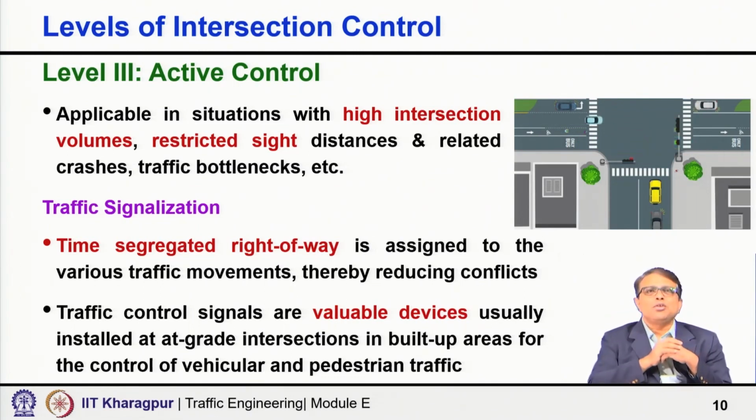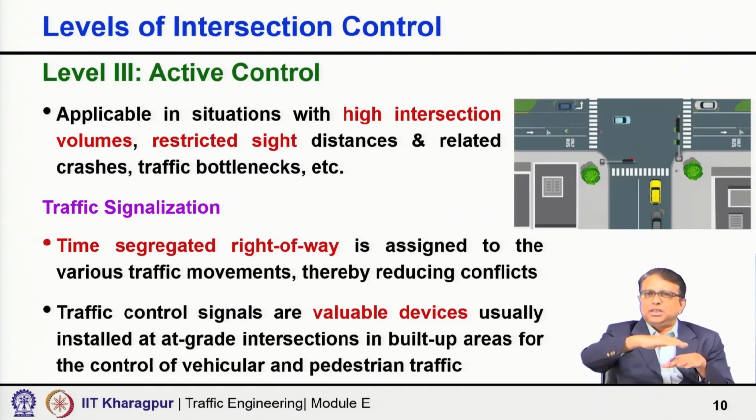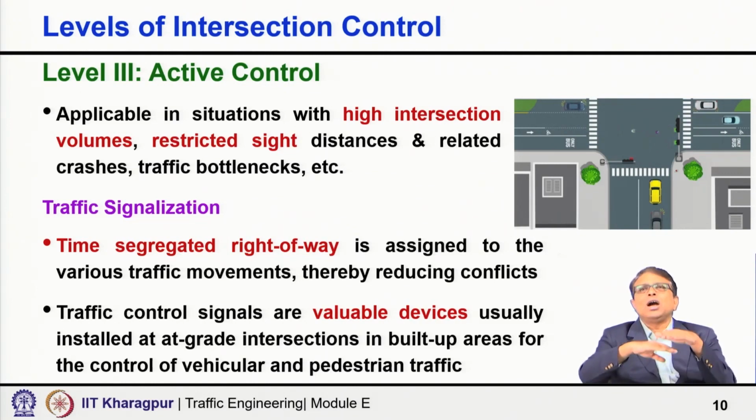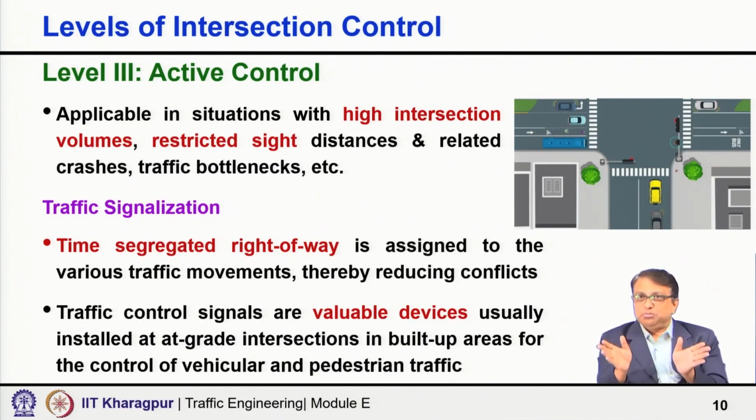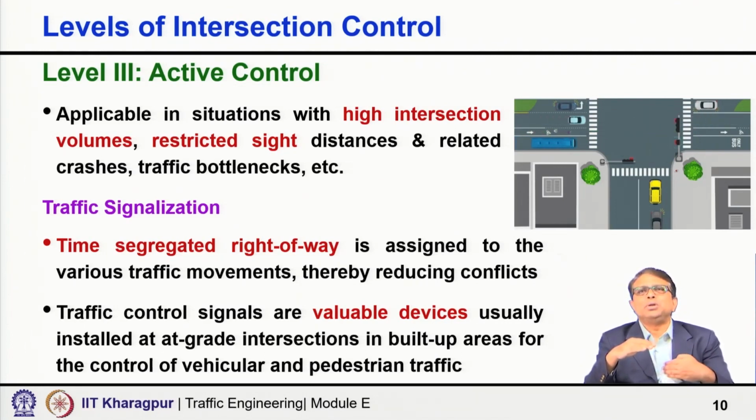First, traffic signalization. Time segregated right of way is assigned to the various movements, thereby reducing conflict. So, you are not allowing the conflicting movements to occur at the same time. The same road space, all at grade intersection, but two movements which are conflicting are not allowed to occur simultaneously. They are segregated by time. That means, if at a given time I am allowing this movement, I am not allowing the other movement to occur.